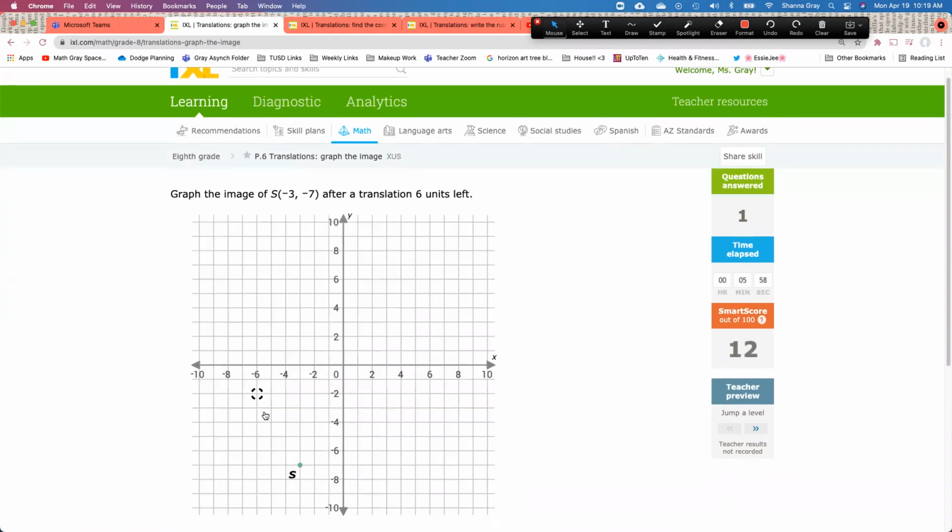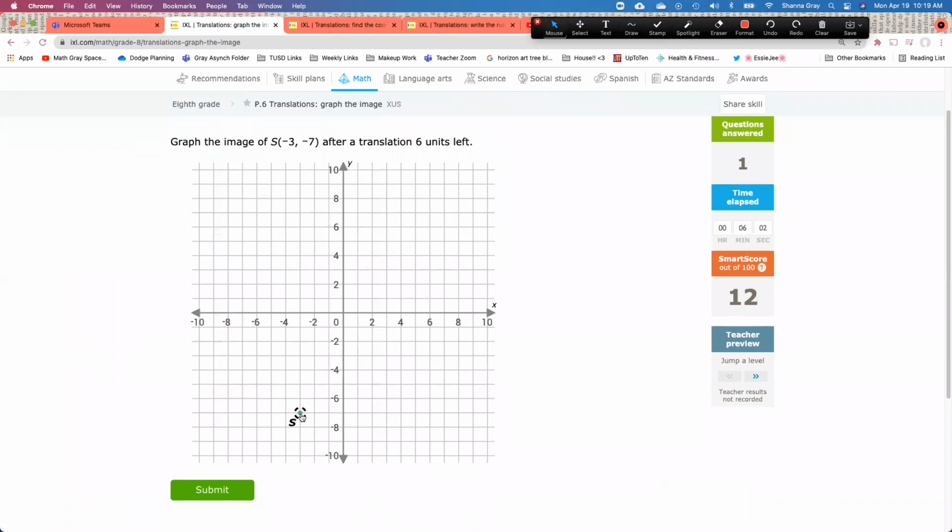So then for this one, I'm going to be at the point -3, -7, which it puts on here for me. And it tells me to go 6 units to the left. So I'm just going to go over to the left and count. 1, 2, 3, 4, 5, 6. Just to point out, from dealing with students over the years, I definitely understand some of the mistakes they make. When you are counting 6, you start with the one that's the first step over. So 1, 2, 3, 4, 5, 6.